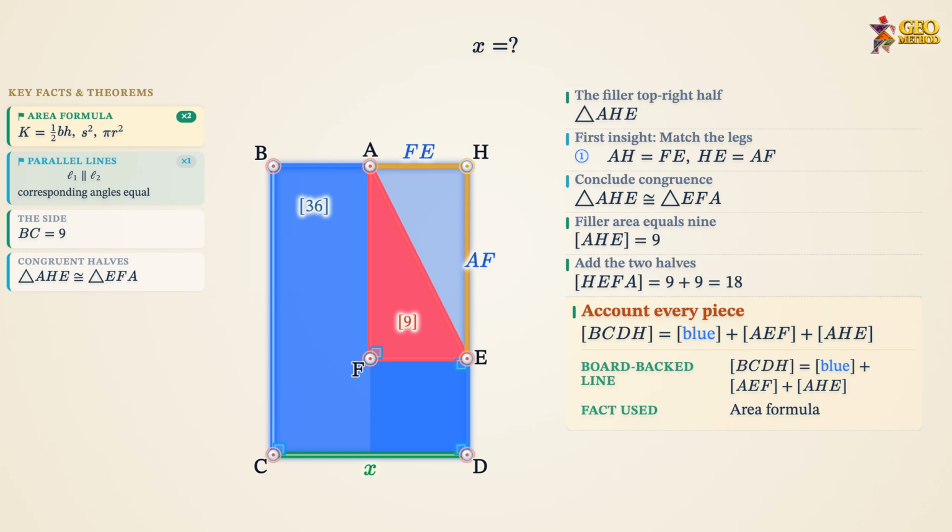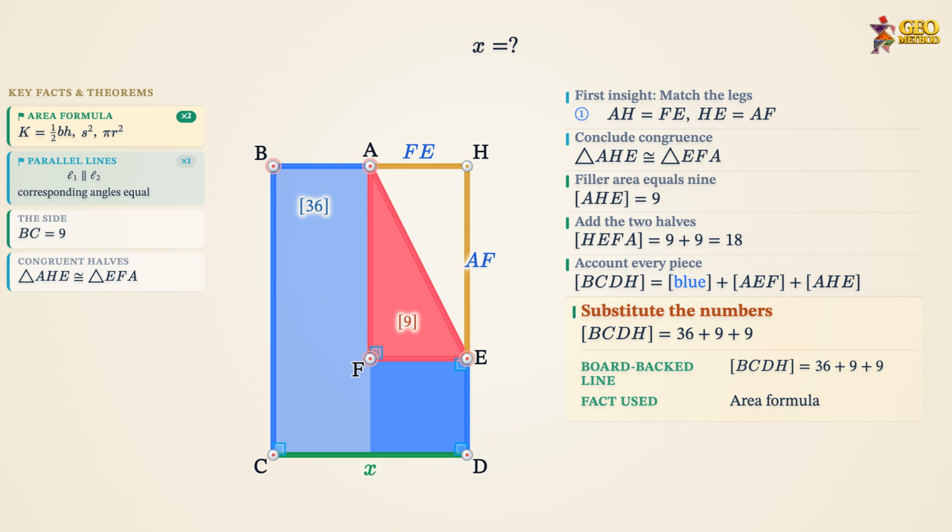So the full rectangle BCDH is the blue region plus the red triangle plus the congruent filler triangle. Every square unit of the rectangle now belongs to exactly one named piece. Putting in the known areas, that is 36 plus 9 plus 9. Each number came straight from the givens or from the congruence we proved.